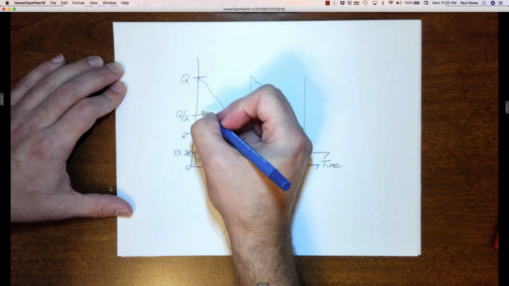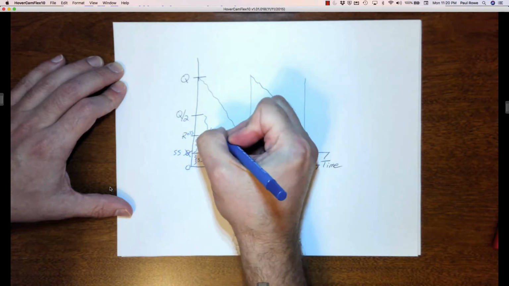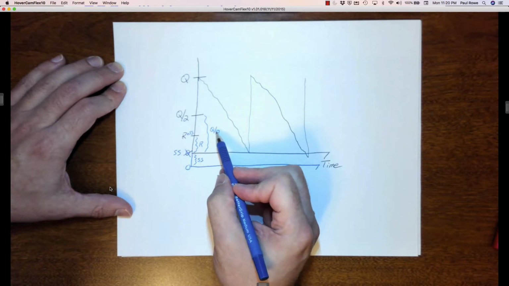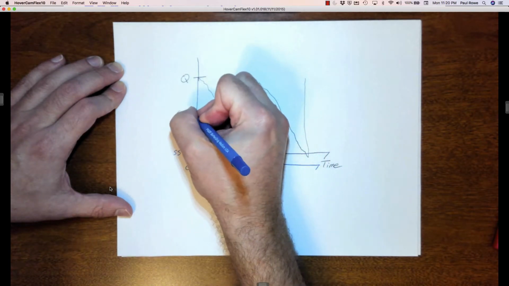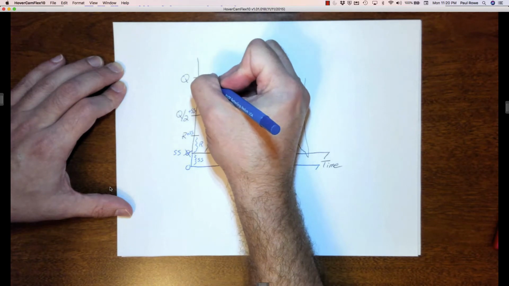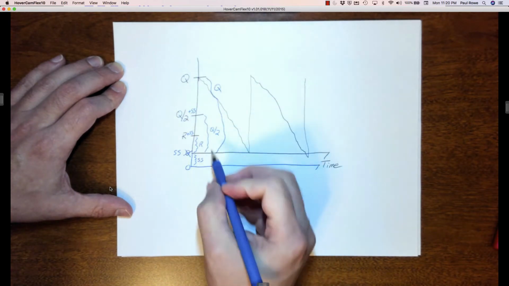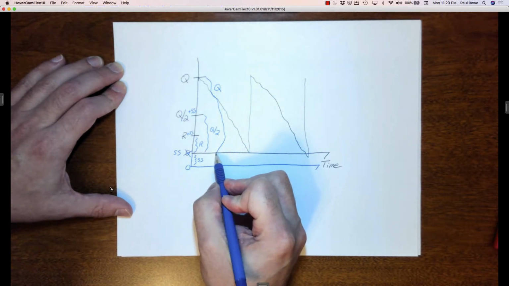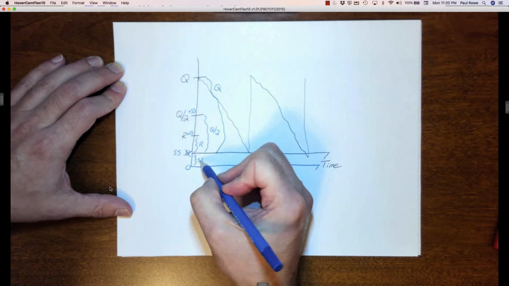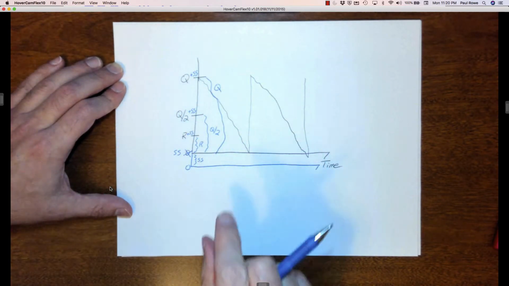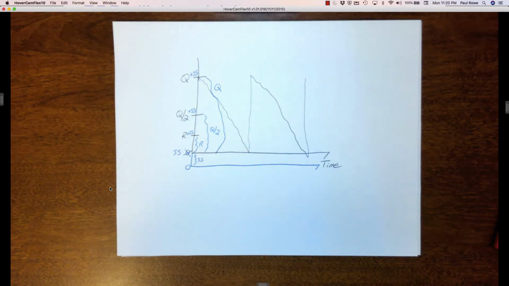Q over 2 was this amount previously. Now what is it going to be? Q over 2 plus safety stock. Then I have my Q, which was from here down to my 0 line. What is it now? I have the Q plus my safety stock. So again, adding safety stock does not have a unit of time associated with it. It's just a constant amount of inventory that I'm going to have on hand, on average.